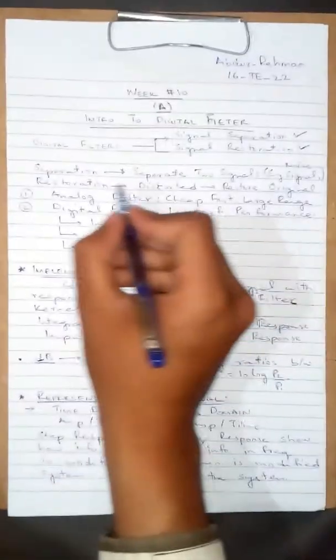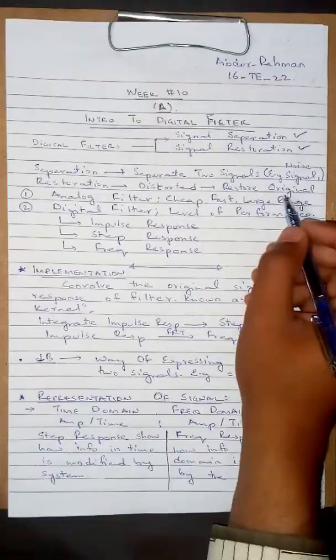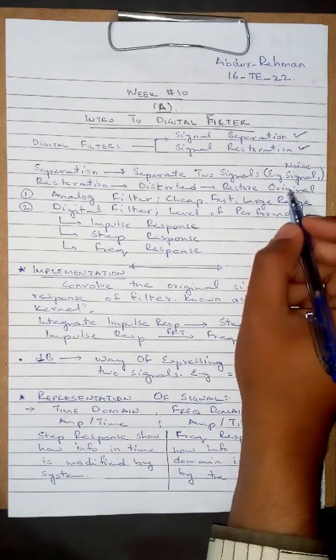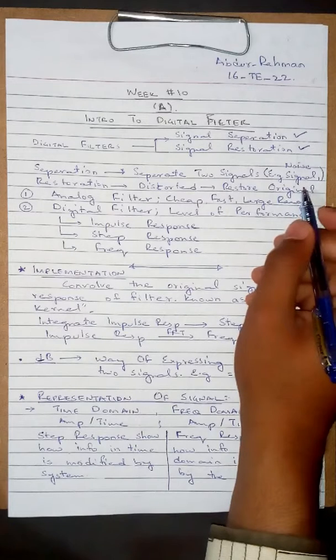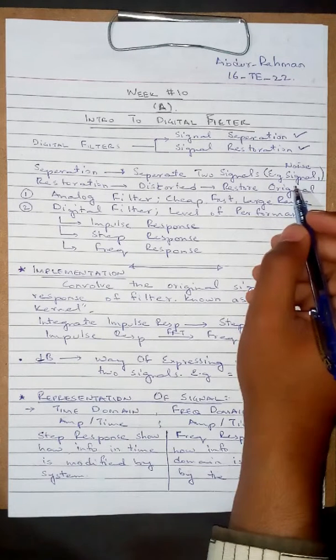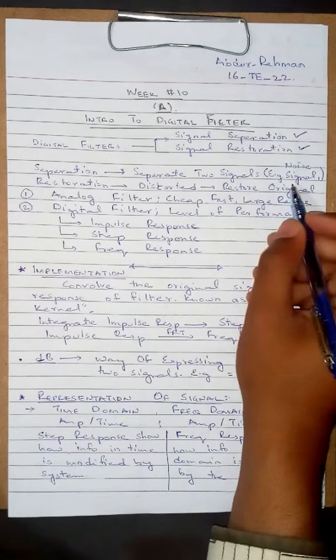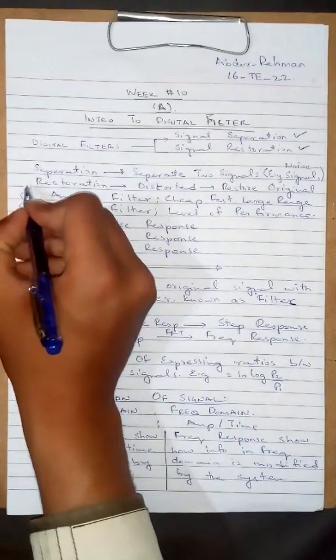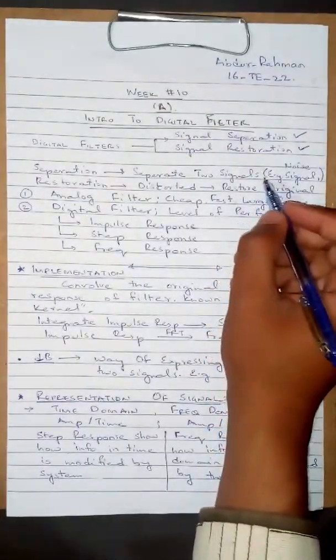So, in the case where we have noise added to a signal, in order to separate the noise and the signal, the filter is used, and we use signal separation for it. And the second type, that is signal restoration, is also done by filters.